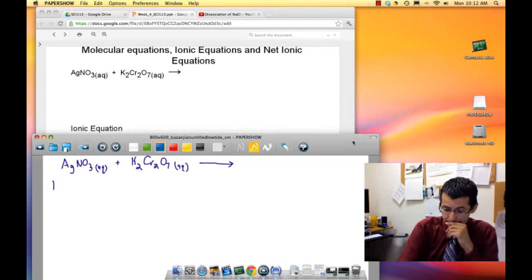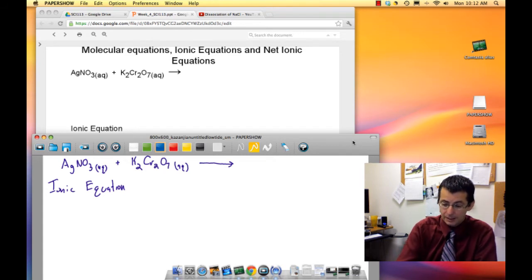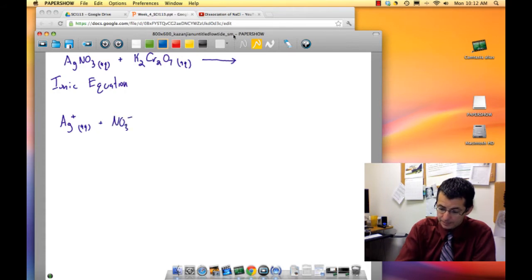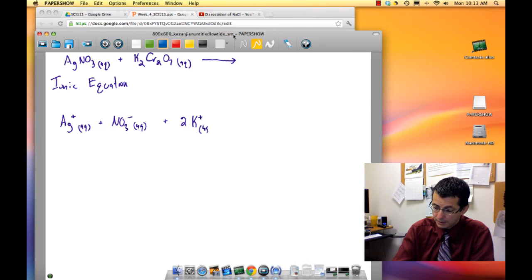So the ionic equation is used to predict what's going on. In the ionic equation, you break everything down into the individual ions. We take our silver nitrate, we know that it's an aqueous silver ion and an aqueous nitrate ion, plus a couple of potassiums, in this case 2, plus aqueous Cr2O7 2-, also aqueous.